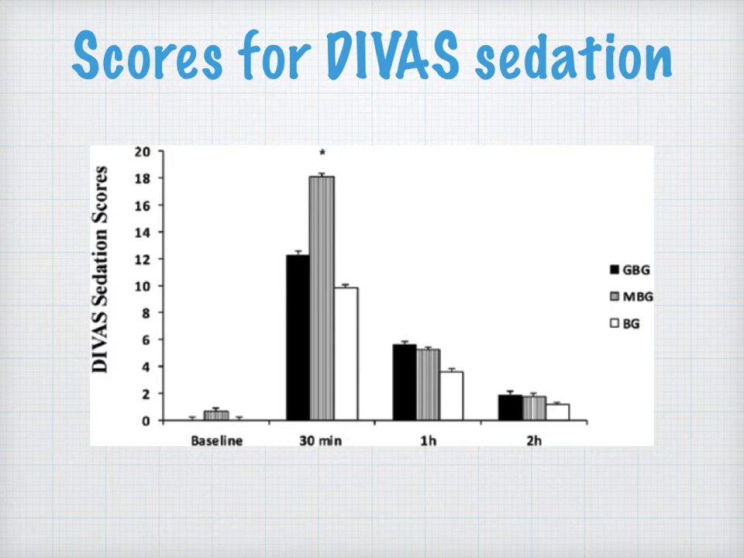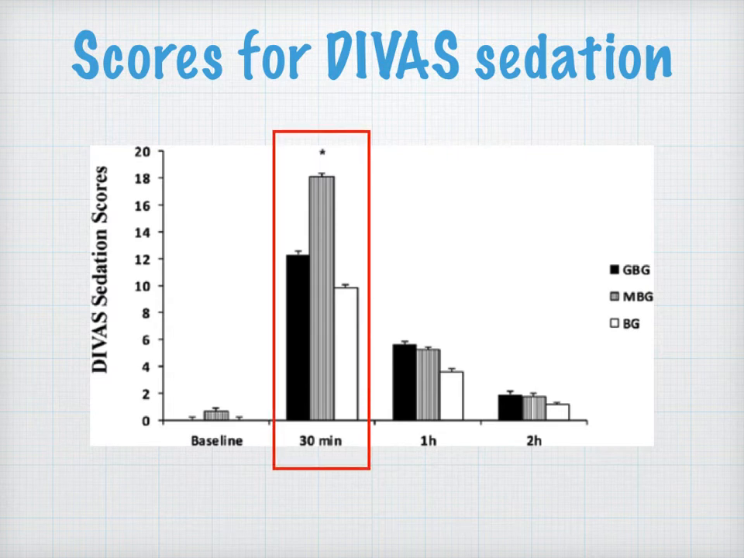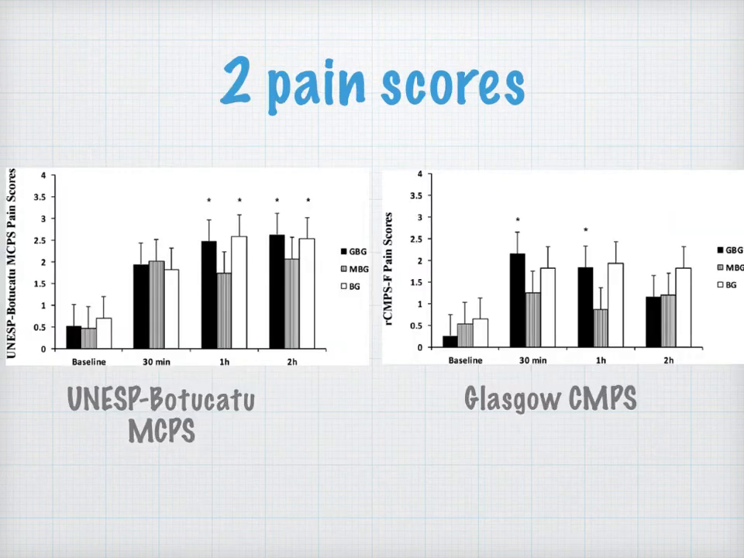The DIVAS sedation scores were not different among treatments at any of the time points. Sedation scores were increased in all three groups at 0.5 hour when compared with baseline values. The UNESP Botucatu MCPS and the Glasgow CMPS pain scores shown in these two charts were not different among treatments at baseline, 0.5, 1, and 2 hour.